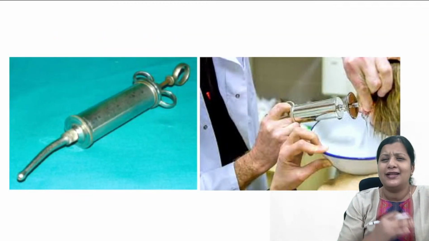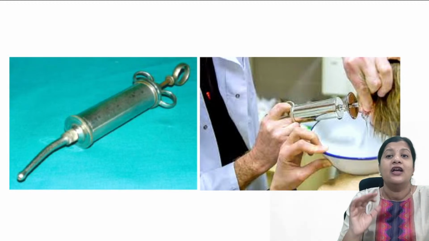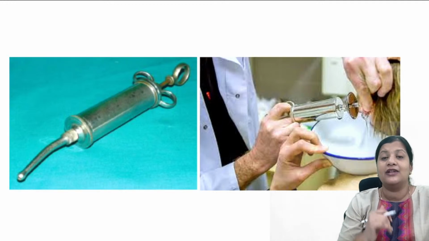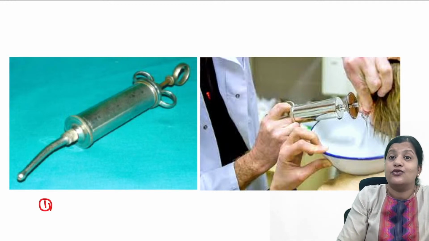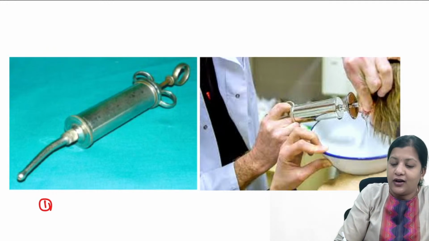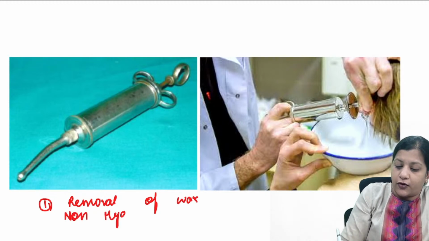Now can you all tell me, this is a very common instrument that we use in ENT OPD. This can be a potential question for all of you. So can you all tell me what is the instrument that you see here? Number one, I'll tell you the uses. It is used for removal of wax. It is used for removal of non-hygroscopic foreign body.